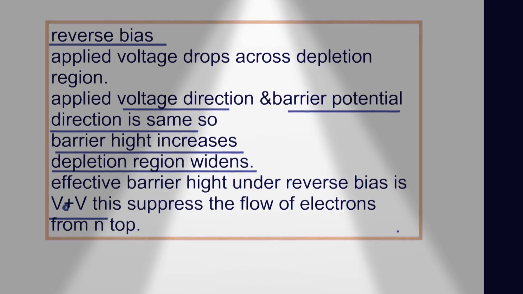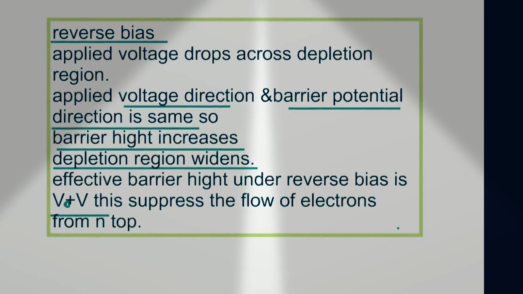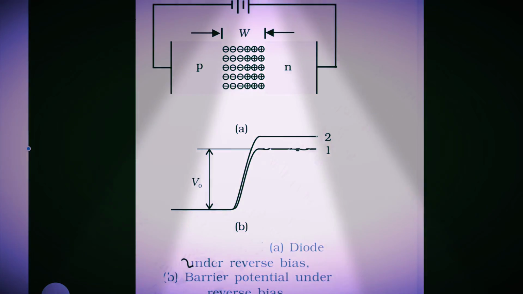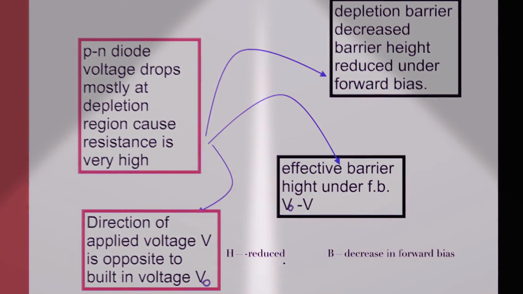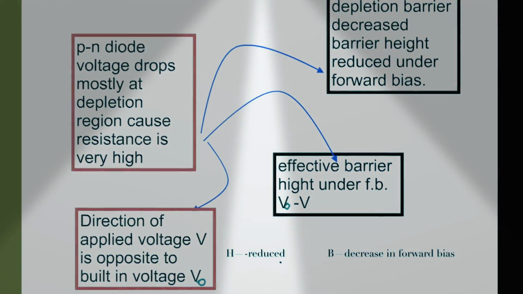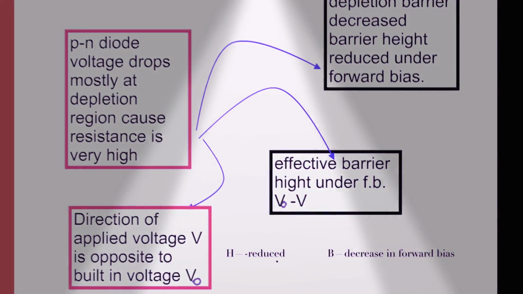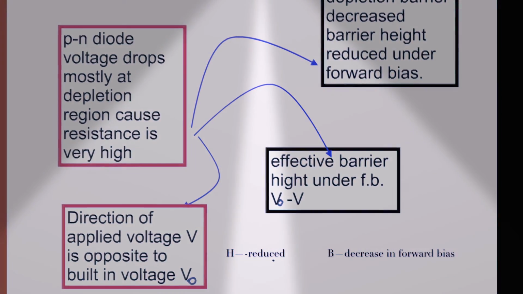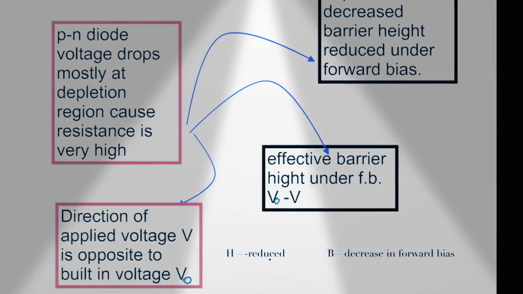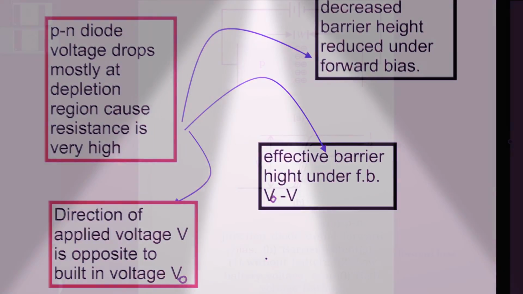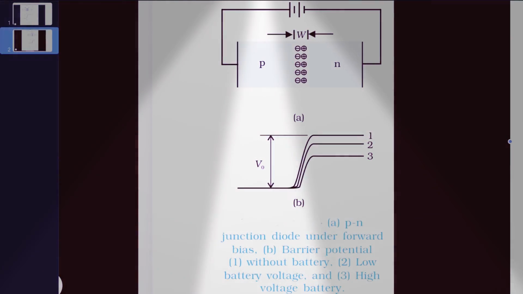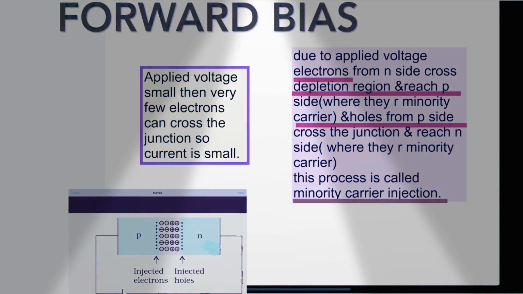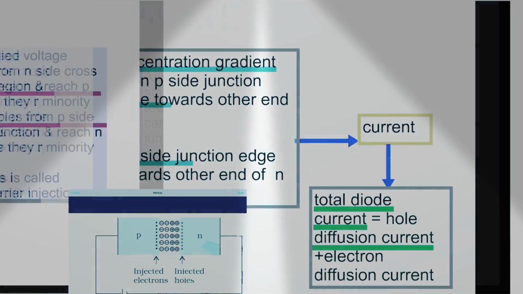So effective barrier potential and effective barrier height is V0 plus V. So this suppresses the flow of electrons from N to P. And under forward bias, depletion barrier decreased and barrier height reduced. And effective barrier height will be V0 minus V in forward bias. Why? Because direction of applied voltage V is opposite to built-in voltage V0. If applied voltage is small, then very few electrons can cross the junction, so current will be small.